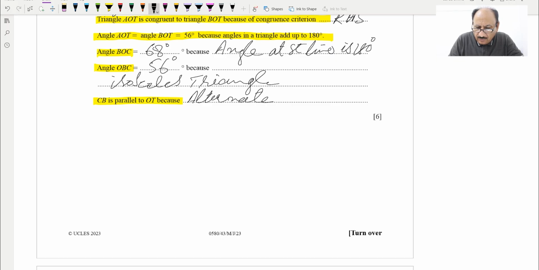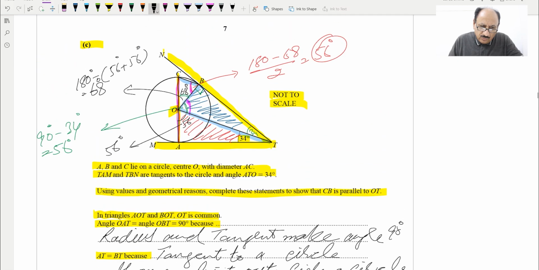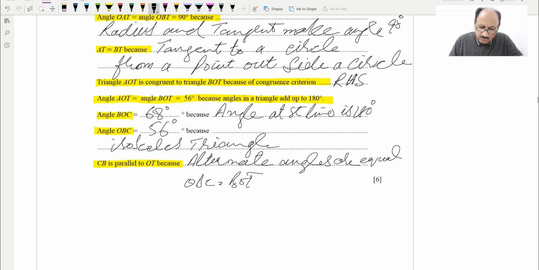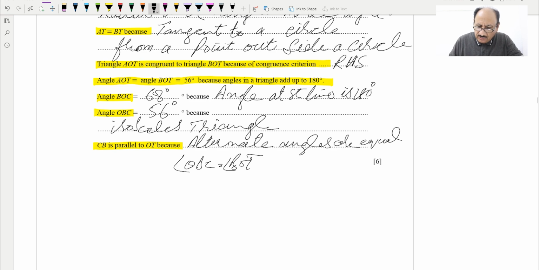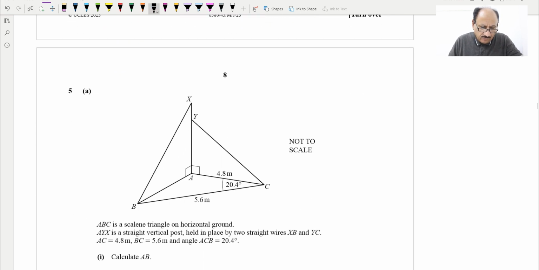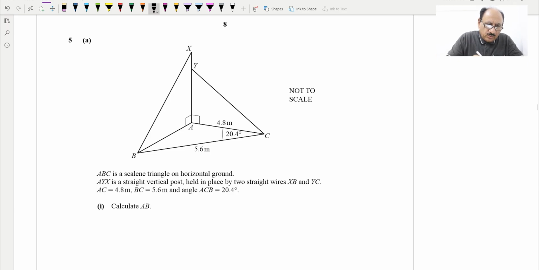Alternate angles are equal. And OBC is equal to BOT. So we can write these two angles are equal. So this was for 6 marks, which we have done. Hopefully you understood this. Now question number 5.